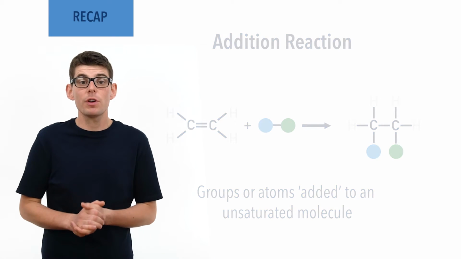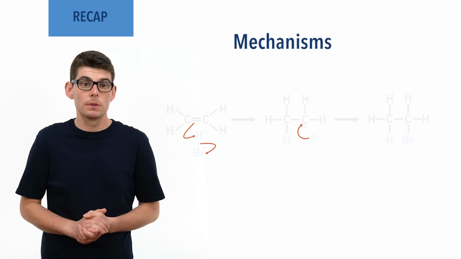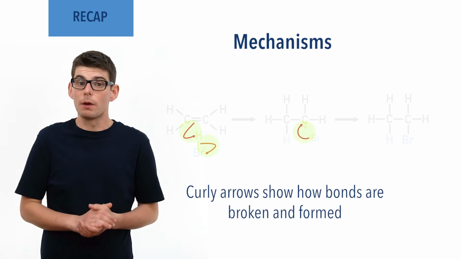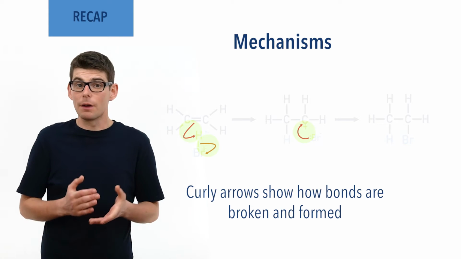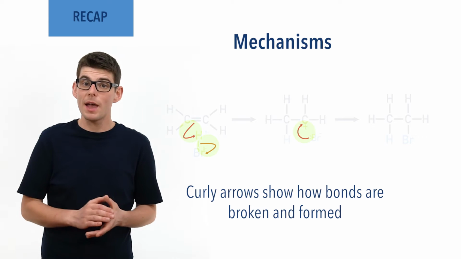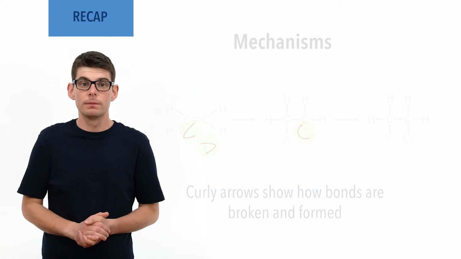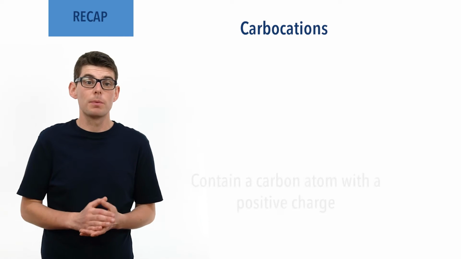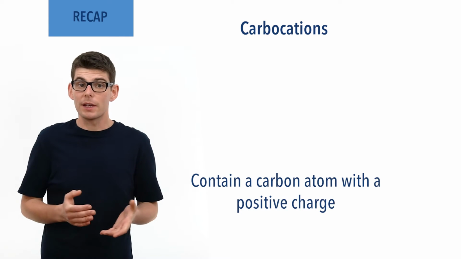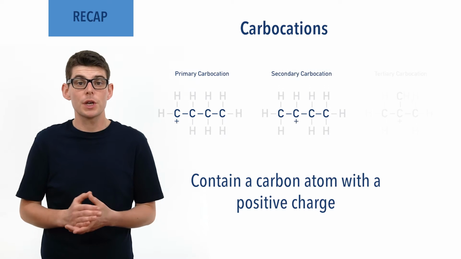In organic chemistry, we show the possible steps occurring in a reaction by using mechanisms. Curly arrows are used to show how a pair of electrons move to break and form bonds. The arrowheads always point towards where the electron pair is moving to. A carbocation is an ion that contains a carbon atom with a positive charge. Carbocations can be primary, secondary, or tertiary.